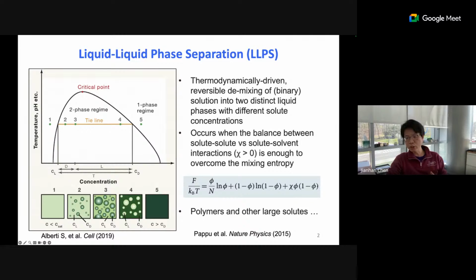If the solute-solute interaction is strong enough, then when they come together to form the condensed phase, what they need to overcome is the demixing entropy. If the proteins can stick to each other strongly enough to overcome the entropy of forming a more condensed phase, then this would happen.